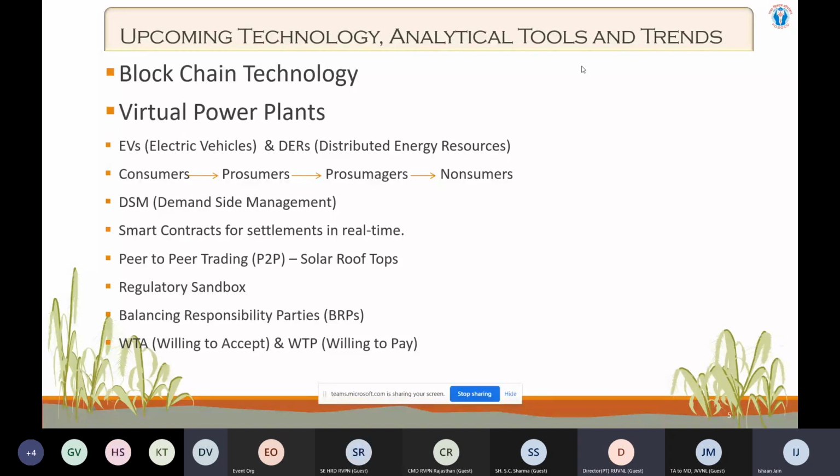Smart contracts for settlements in real time, because whenever we are transacting electricity, we need to have the settlement in real time. This smart contract or blockchain technology will help resolve all the settlements, like peer-to-peer trading. Whenever you are trading with your peers, like your neighbors, if you have a solar rooftop, you can trade that also. Some person going on vacation who has a solar rooftop can put his electrical energy up for sale to the person who is residing there. So he can go on vacation, and in his absence also, he can gain something.